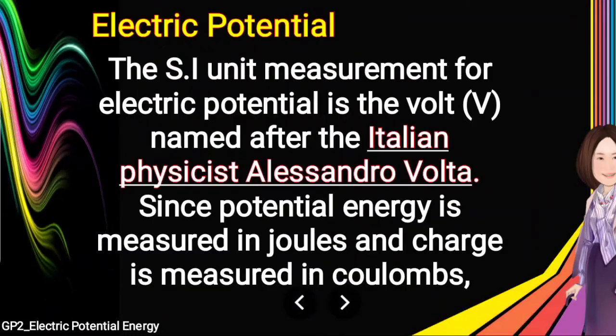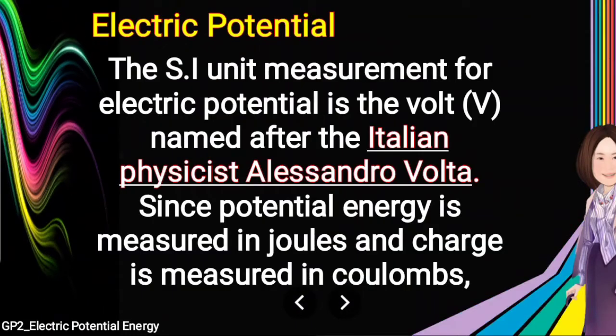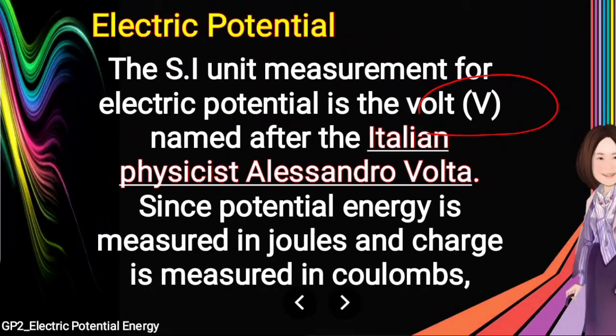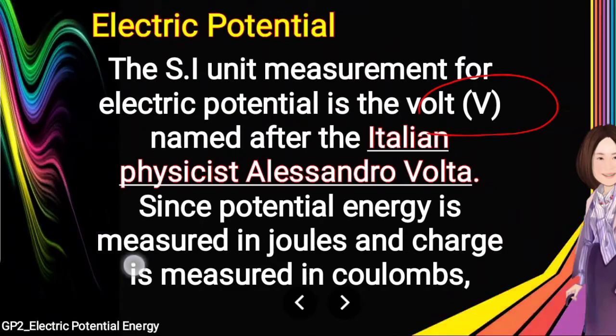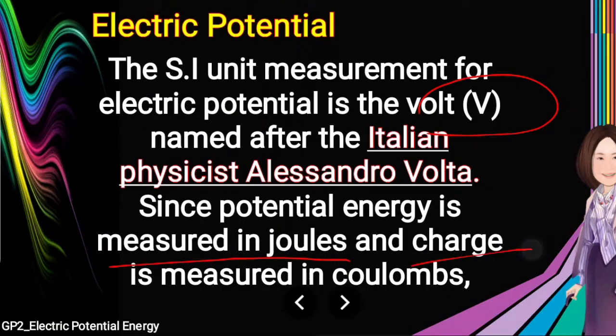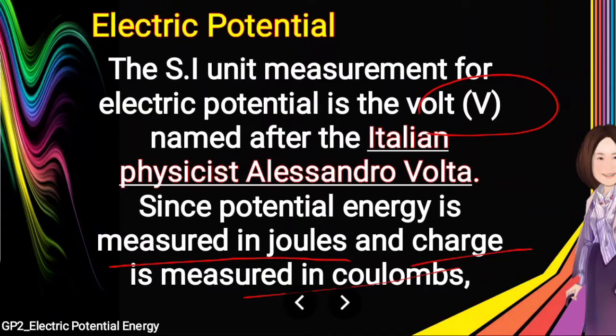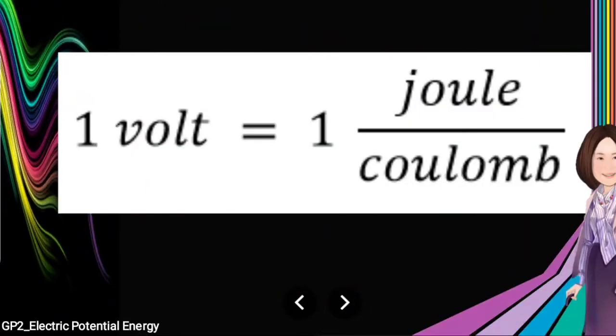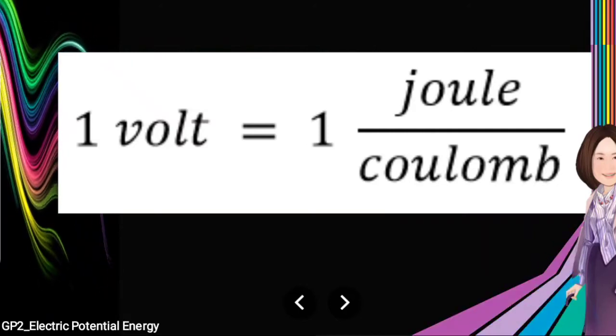The standard unit of measurement for electric potential is the volt, named after the Italian physicist Alessandro Volta. Since potential energy is measured in joules and charge is measured in coulombs, this means that 1 volt is equal to 1 joule per coulomb.